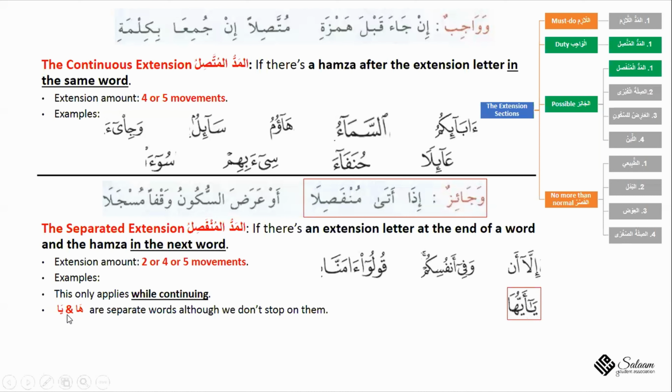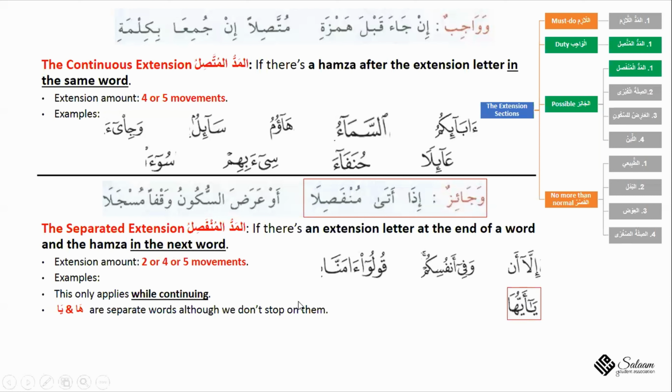So here, ha and ya, you need to do mad munfasil. If you choose here to do two movements, then do not do any more extension here. Just do two movements here as well, because they are in the same category, the same type. Yeah? So here it will be ya ayyuha.